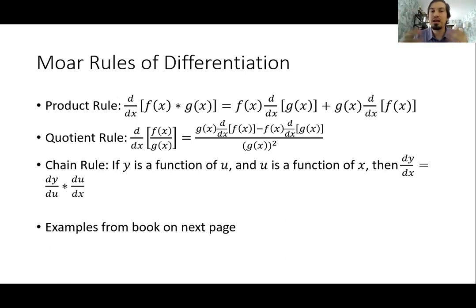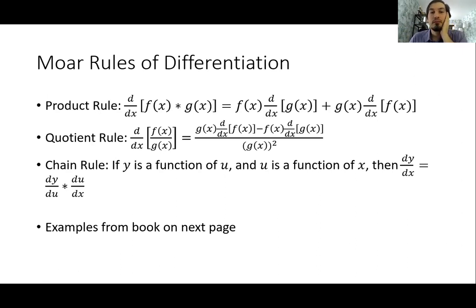And I mean that whenever f and g are functions, you can do that separately if they're being added. But if they're being multiplied, you cannot do that. You'll get the wrong answer if you don't use the product rule. So it's worth me going over this product rule right now.